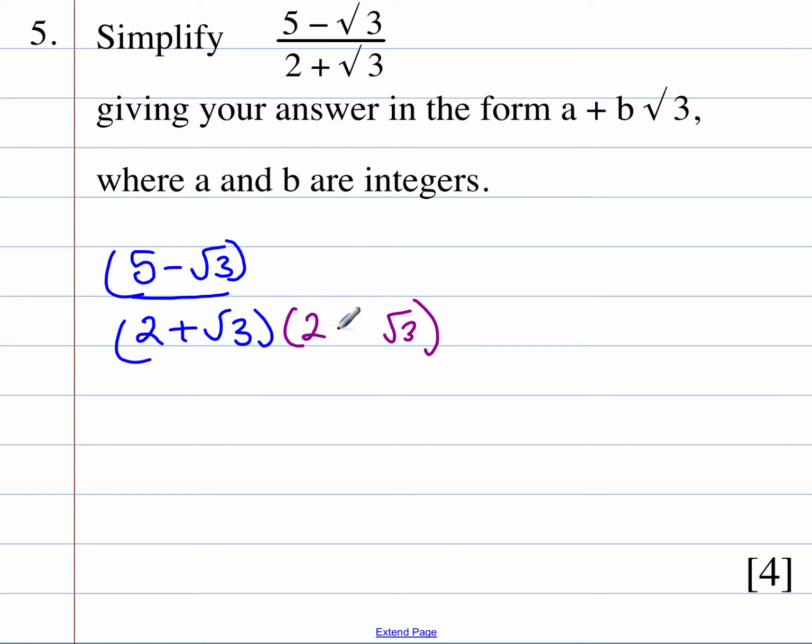So to use difference of two squares, I've got to flip the sign on that. Now whatever I do to the bottom, I'll do to the top. So when you multiply this out, 2 times 2 is 4.